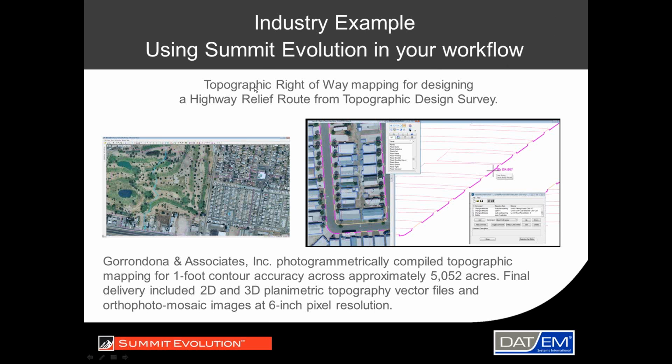This was a project where they did a topographic right-of-way mapping, and that was done by Gorandana and Associates. So if anyone from there is listening, thank you very much for this example. They photogrammetrically compiled topographic mapping for 1-foot contour accuracy across approximately 5,052 acres. Final delivery included 2D and 3D planimetric topography vector files and orthophoto mosaic images at 6-inch pixel resolution.